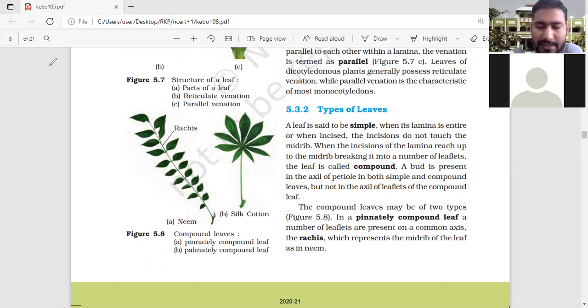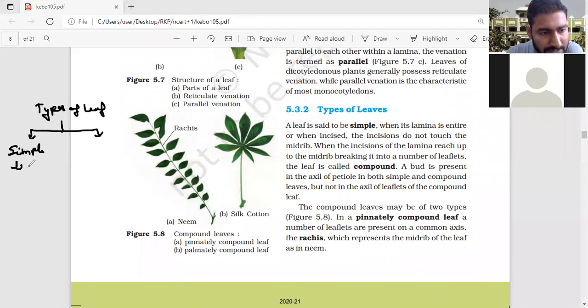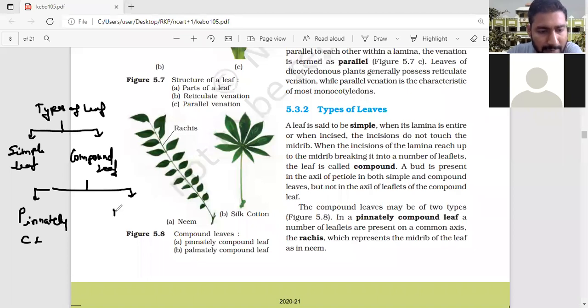So I'm drawing the flow chart. You can see that is the types of leaf. Two different types. First one is the simple leaf, and second one is the compound leaf. Compound leaf is again classified into two different types: pinnately compound leaf and palmately compound leaf.